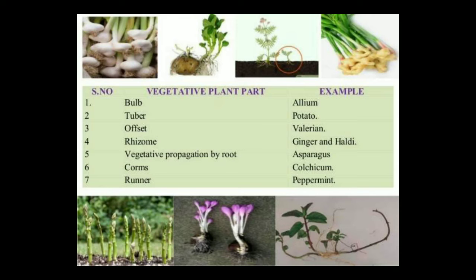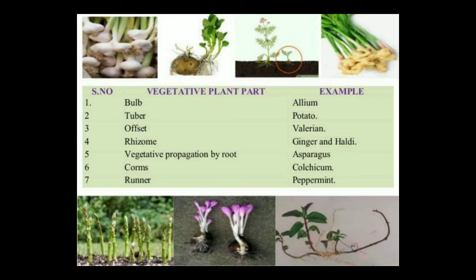asexual reproduction, and I have also given the examples of each part, like bulb. Bulb means onion is a bulb, garlic is a bulb, and Allium species are the species of onion and garlic. So, if you take an onion, you will see at the bottom there are some hair-like structures present. If you cut that part and put it in the soil, it can regrow itself into a new plant.